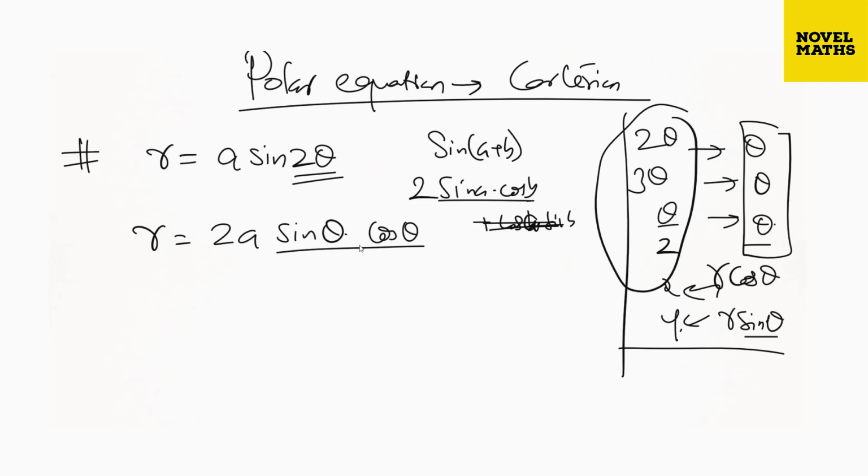Now another trick is, when you have sin theta and cos theta, you need to convert them into r cos theta and r sin theta. So what you can do is multiply here by r and here by r.